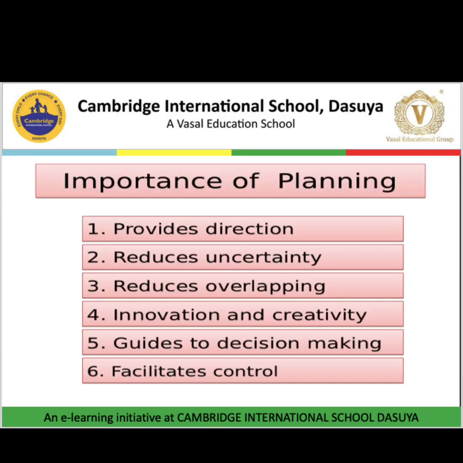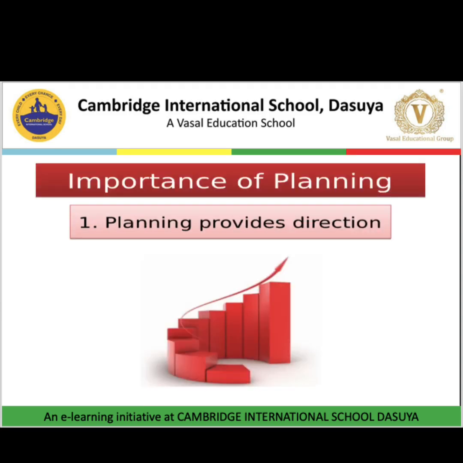Now today we are going to discuss these points of importance of planning. It provides direction. Planning reduces the uncertainty, reduces overlapping and wasteful activities, promotes innovation and creativity, guides decision making and facilitates control. So let us start today's topic with the importance of planning. First point of importance of planning is planning provides direction.